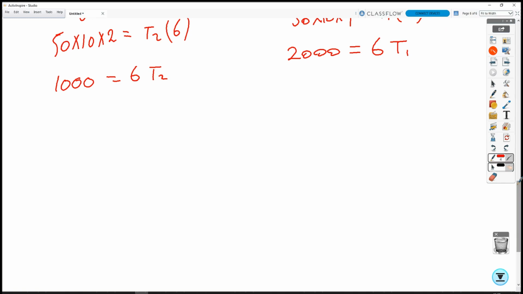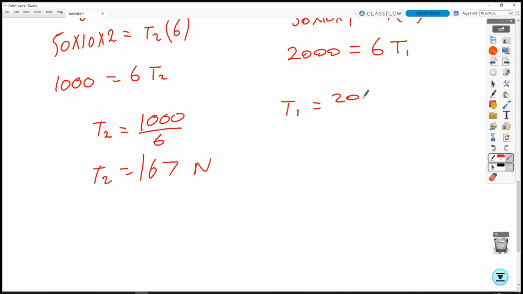Now we can rearrange to get T1 and T2. So T2 is equal to 1,000 over 6. So T2 is equal to 167. And then here we've got T1 is equal to 2,000 over 6. So T1 gives us 333 newtons.